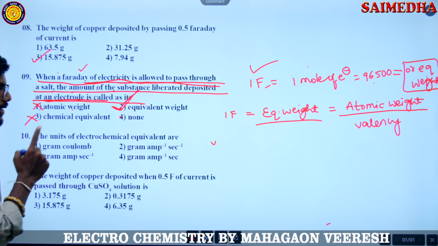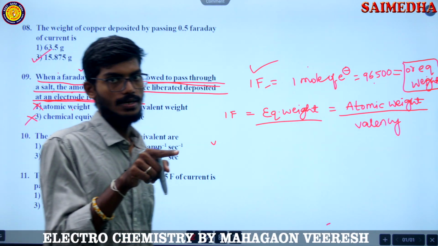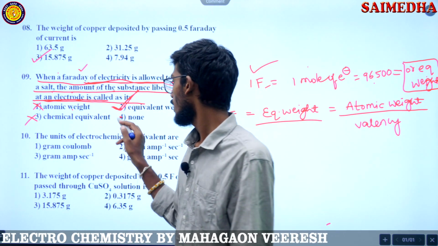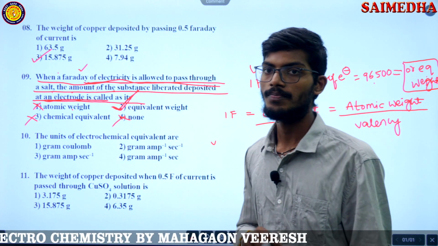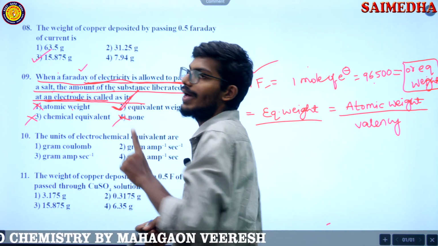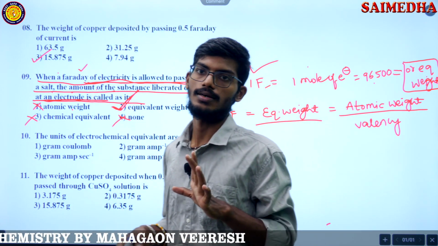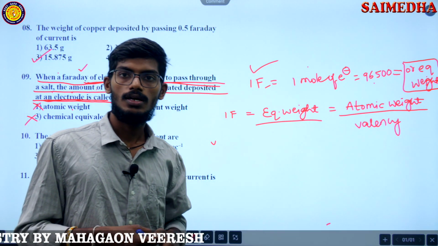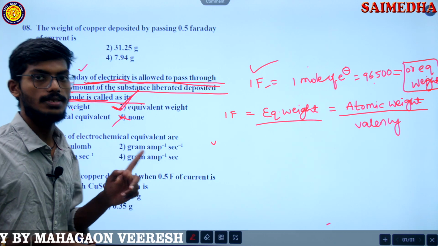Chemical equivalent, no, that is small e. Electrochemical equivalent, e is equal to W by Q. That is the chemical equivalent, so wrong. None is also wrong. So what is the answer? When 1 Faraday of electricity is passed, what will it give you? Equivalent weight of that element. Okay. Is that clear? Right. So that is the question he is asking.